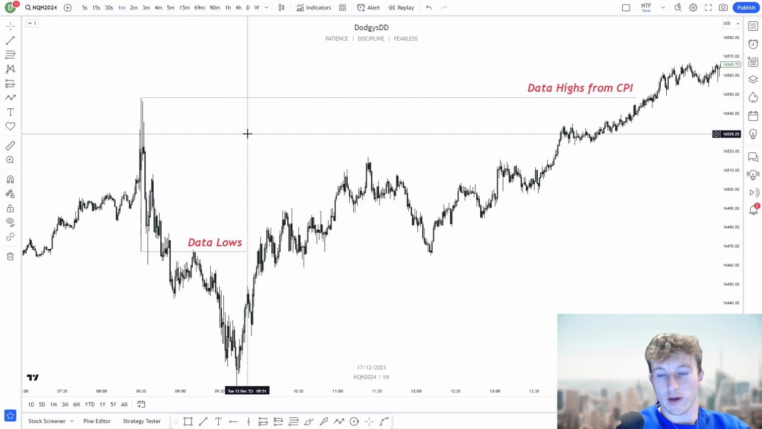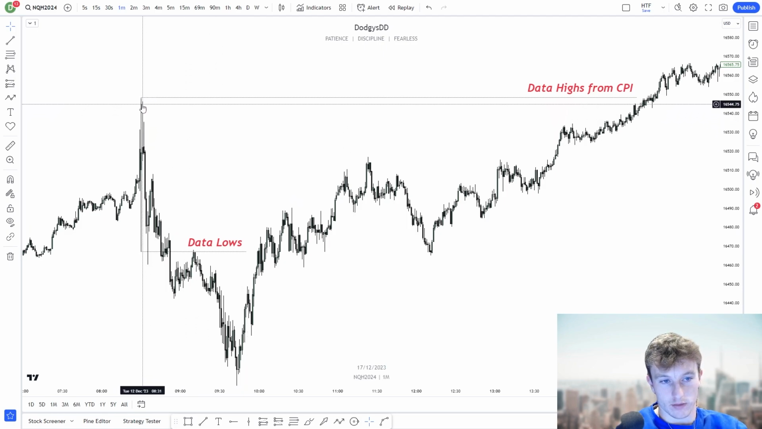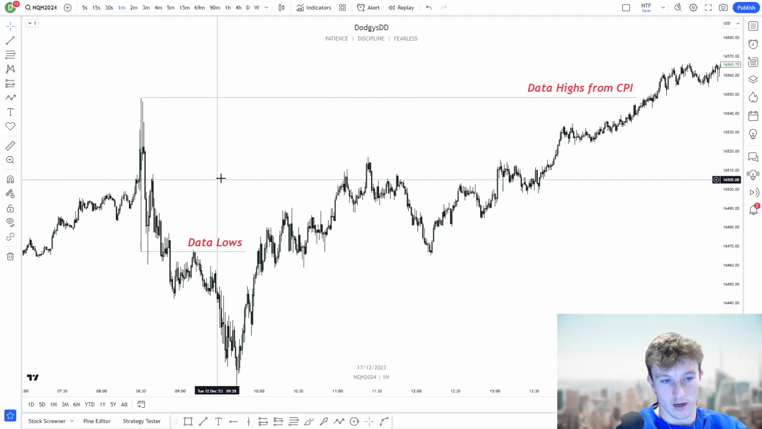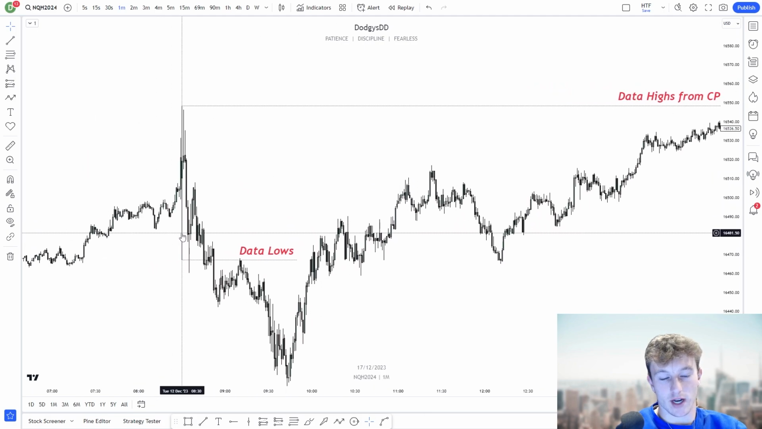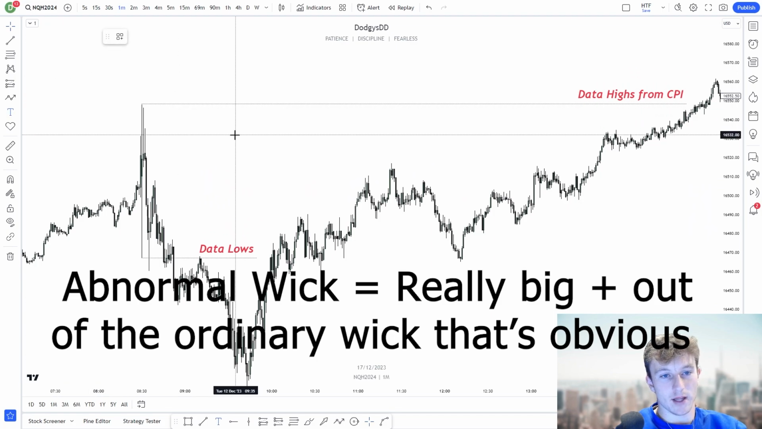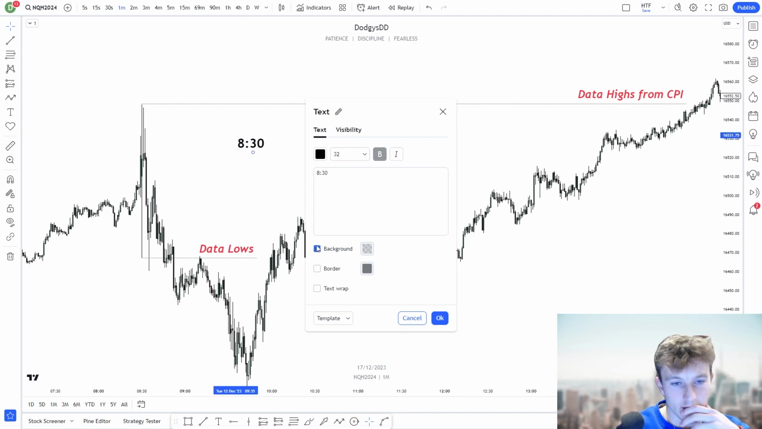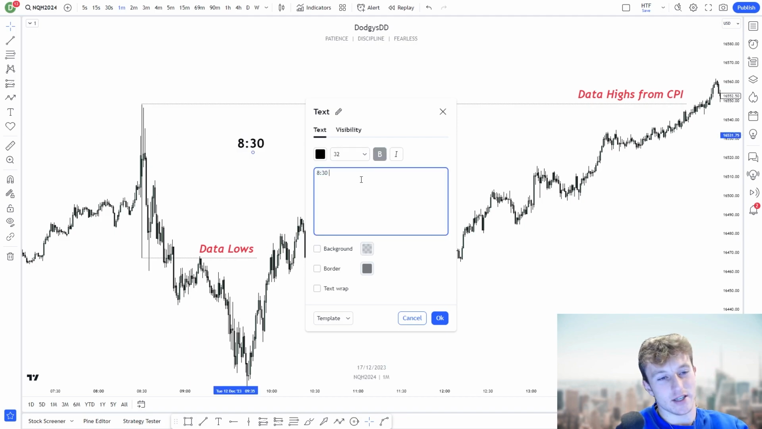And one of the liquidity pools I mentioned is these abnormal wicks, right? These really big wicks. Same with this one right here. And usually these data highs or data lows will be abnormal wicks. The best time I like to use these is mostly for 8:30 news, and again, not necessarily useful for 10 o'clock. At 10 o'clock, you don't really get data wicks. Okay, they're not really that big.